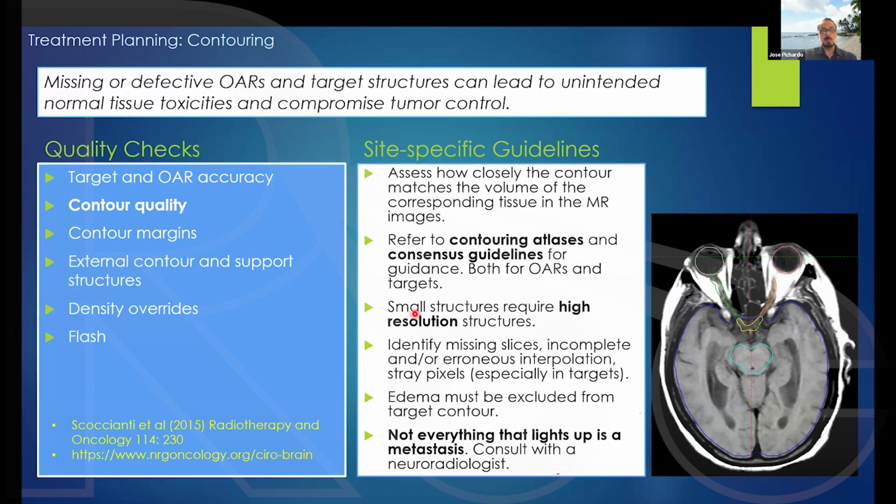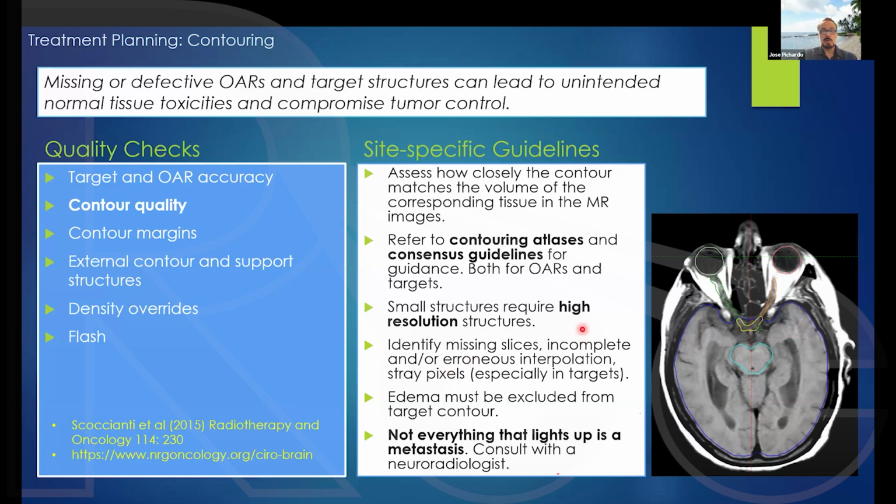And also remember, this is very important, that there's a lot of structures in the brain that are very small, like the optic nerves, the optic chiasm, the lenses and whatnot, right? So we need high resolution structures for these. A lot of the lesions that we contour are also very small. So that's another reason why you want to use high resolution.